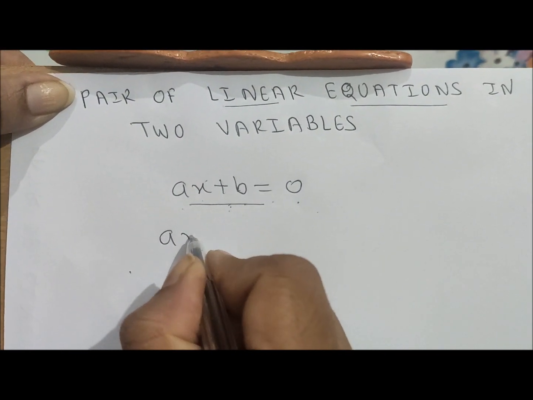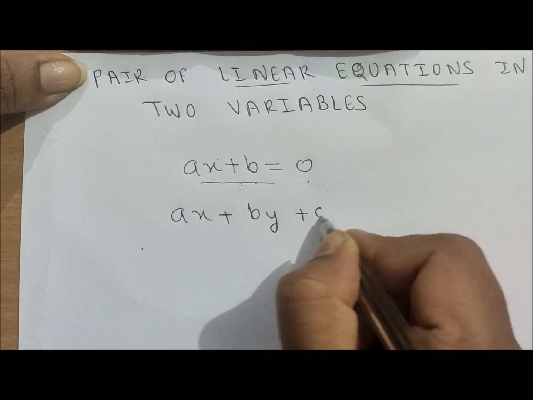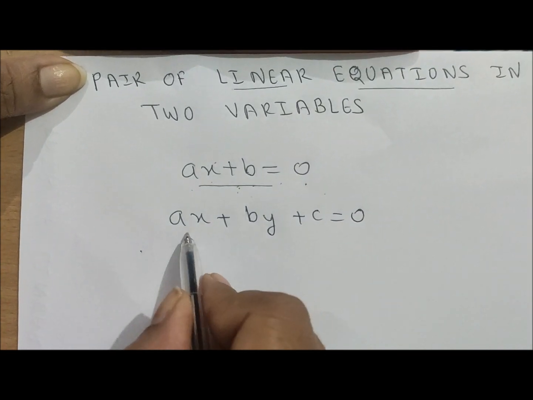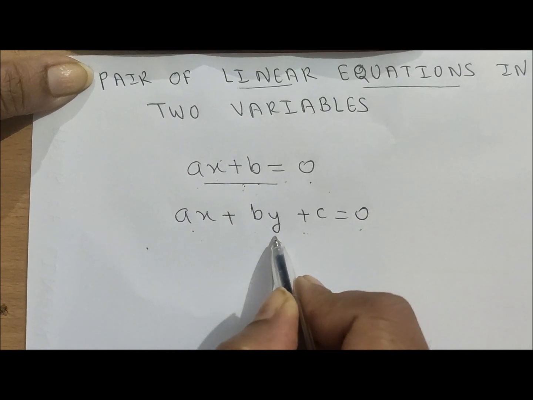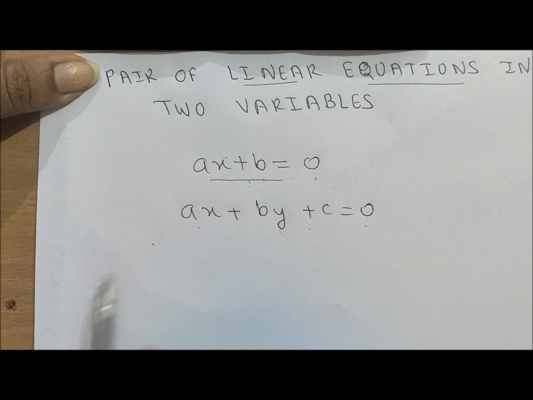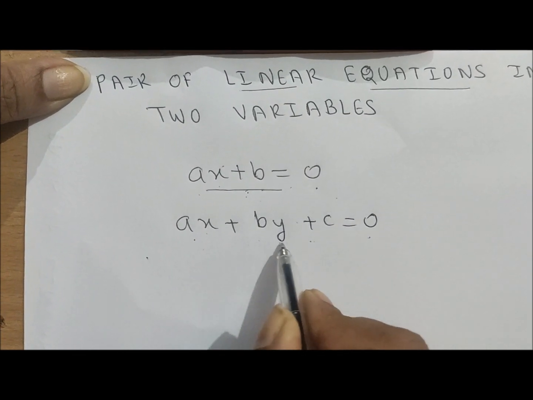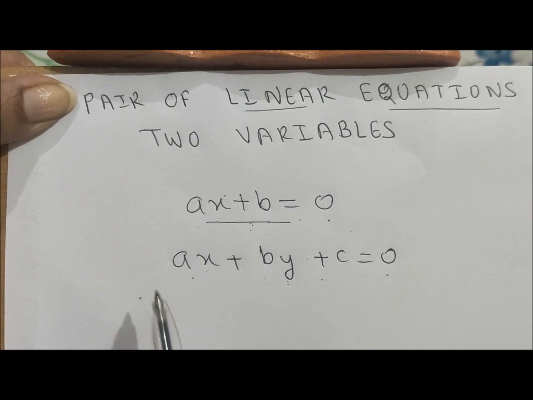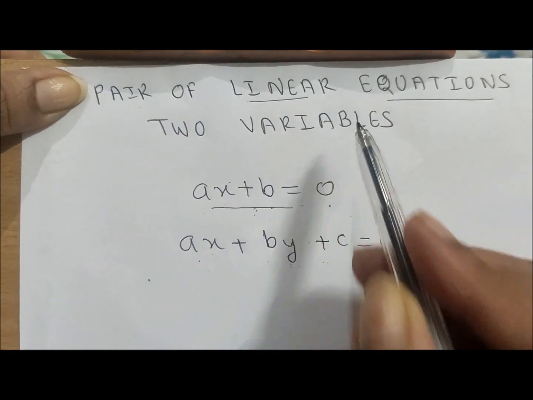A linear equation in two variables is of the type ax plus by plus c equal to 0. This equation is known as a linear equation in two variables because we have two variables, x and y, and the highest degree of these variables is 1. So this is the linear equation in two variables. Now in this chapter we are studying pair of linear equations in two variables.